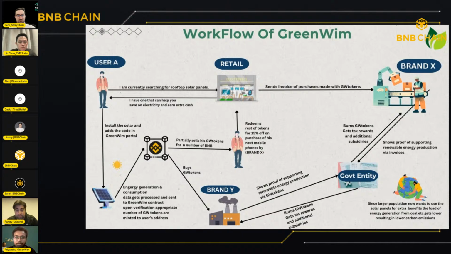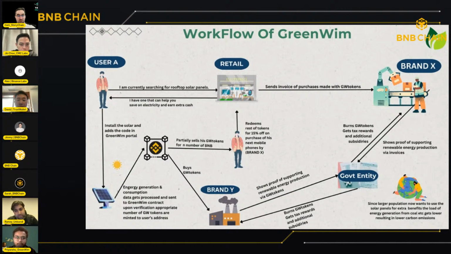Here, user A, let's say I am that consumer and I visit my local electronic shop to get a rooftop solar grid. The store recommends that I get a GreenWim enabled panel as it will earn me passively while others cannot do so. So naturally, I buy the recommendation. Now, after installing the panel and adding the sensor secret to my account on the GreenWim portal, I just have to wait for a few months.